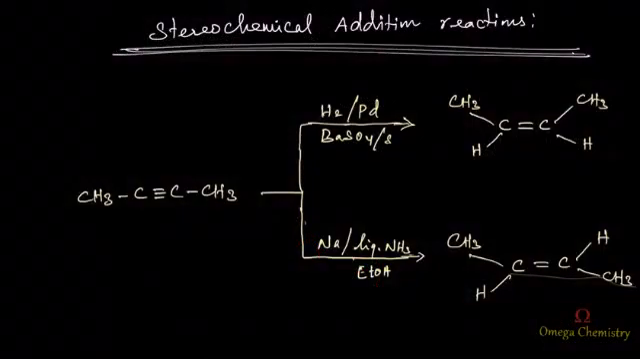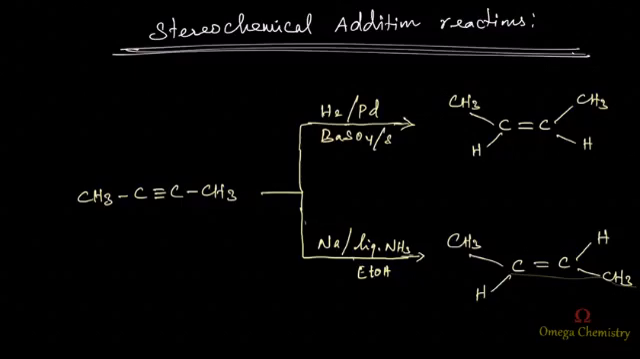Hello everyone. So today we are going to learn about stereochemical aspects of addition reactions. This reaction we have learned in our 11th standard. We are going to take an alkyne, and this alkyne is going to be subjected to partial reduction. Two reagents are going to be used, two pathways.